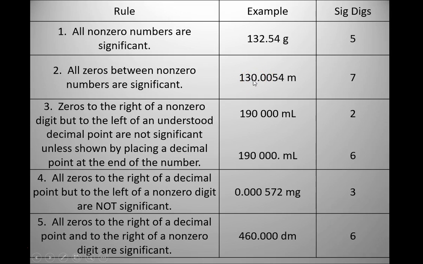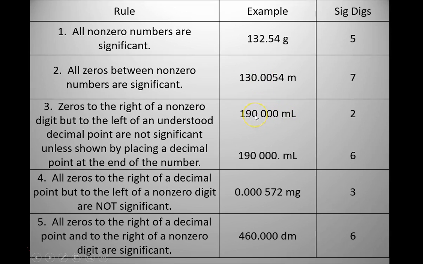Zeros are really the only thing that you have to pay attention to when counting significant digits, right? Any non-zero digit's going to count no matter what. The zeros are where it gets a little tricky. If the zeros are sandwiched between non-zero numbers, then they are going to count. So in this case, 130.0054, they all count as significant. That was a meaningful part of that measurement.